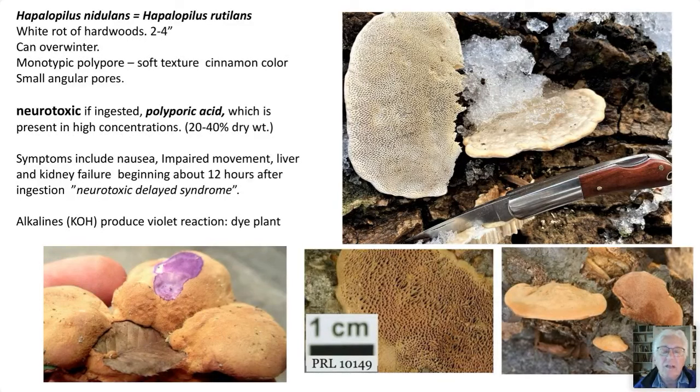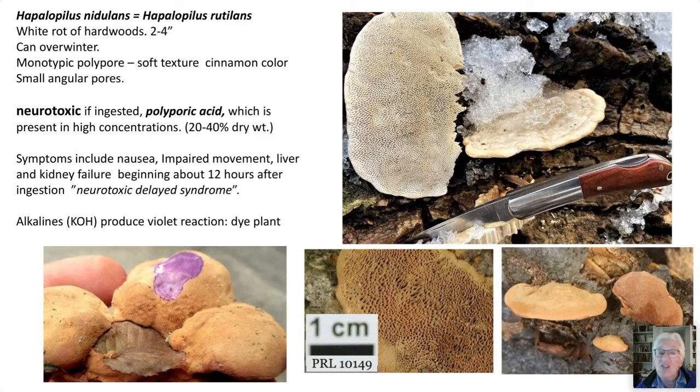Now, if you look very closely at your screen, you might be able to see how these pores here are angular and they're arranged almost in a random order. That's one way you can tell this fungus from turkey tails. It's soft, it's pliable, it's kind of juicy. Here, if you touch it with KOH, like Drano, it will produce a violent reaction.